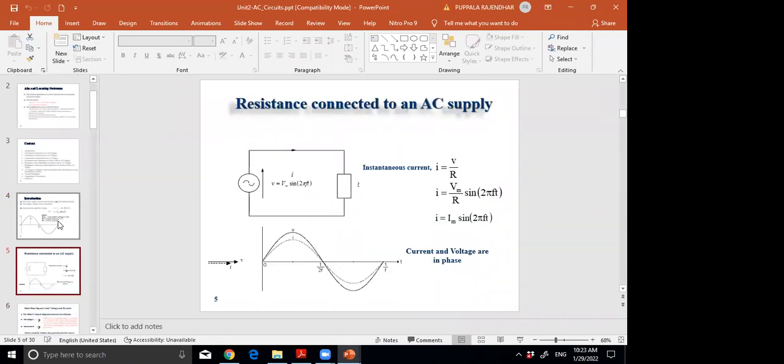So in the case of a pure resistor, V is equal to Vm sin omega t is the excitation here. This is the input, and the output we are getting is I is equal to V by R. So there is no angle difference. Both the waveforms are starting at 0 here.